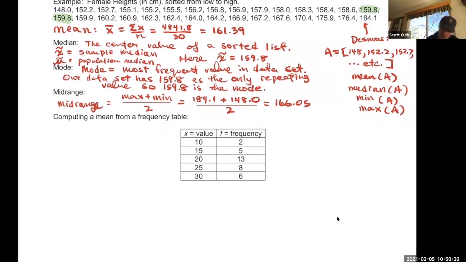So I think I'll just do these in a different color, maybe put a box around it. Okay, so got that.